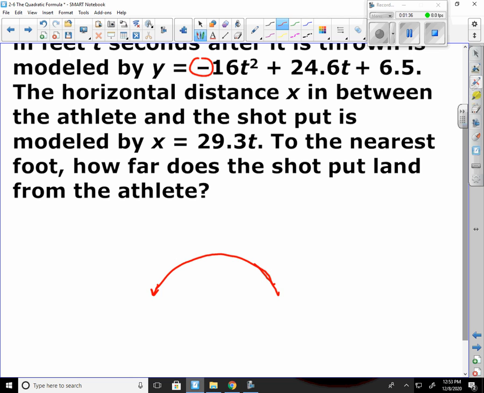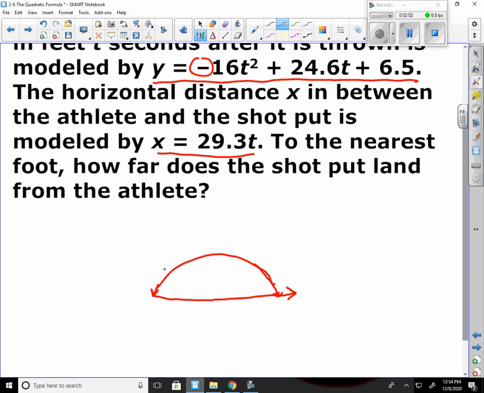Additionally, this equation here measures the height at any point within the time that it's thrown, from the beginning to the end. This measures how far out it's going. So it's this way, measured by x equals 29.3t, and up and down is measured by this equation here.